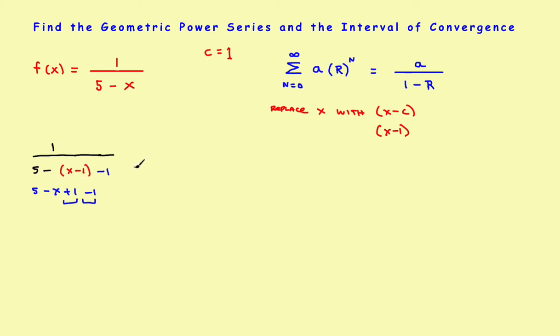Okay, now we'll rewrite this, and we'll write it like this. I'll make it be 1 divided by, and you can put these two numbers together. So 5 minus 1 would be 4. Then you've got minus, and then in parentheses, you've got an x minus 1.